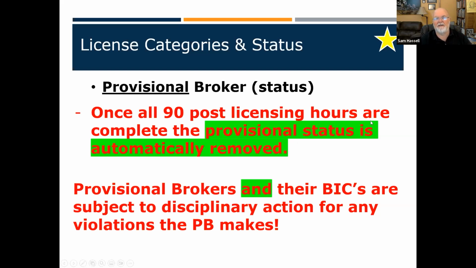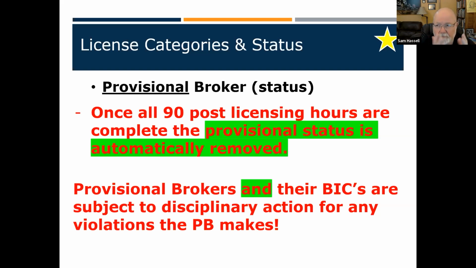Once we do that 90 hours, our provisional status is automatically removed. We're a full broker. Provisional brokers and their brokers in charge are subject to disciplinary action for any violations the provisional broker makes. Keep this in mind. You're getting that broker in charge to take responsibility for you. That's why you're getting a provisional broker's license. That broker in charge is responsible for every single thing that you do as a provisional broker. So if you make a big mistake, guess who else is getting charged with the mistake? Both. So both of you can lose a license. Both of you can be disciplined.